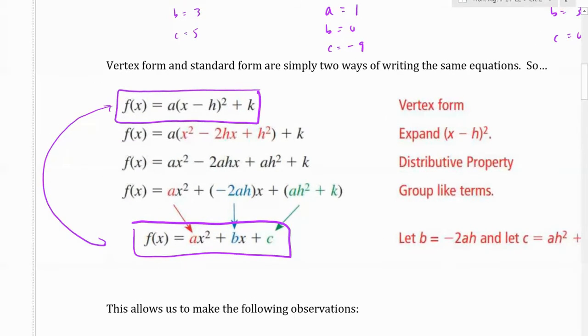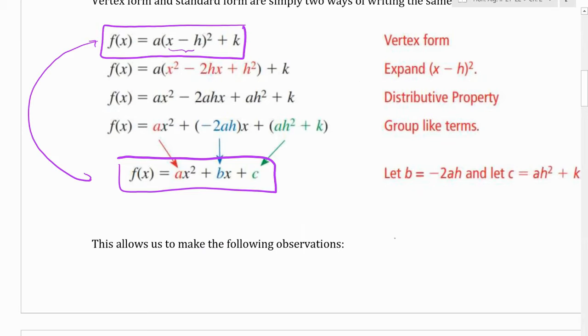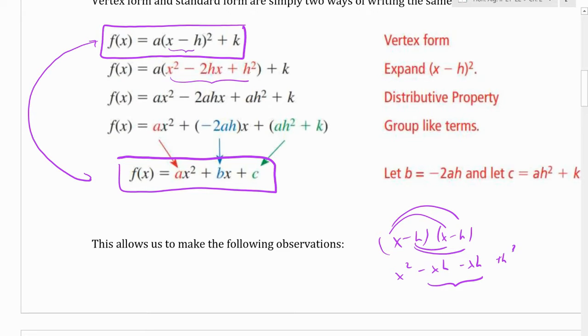So what they're showing is, okay, what if we actually multiplied this out? Remember, that's just me going x minus h times another x minus h. So I get x squared minus xh minus xh plus h squared. So you get two of these. So that's where they're coming up with that. Then they're going to distribute the a.